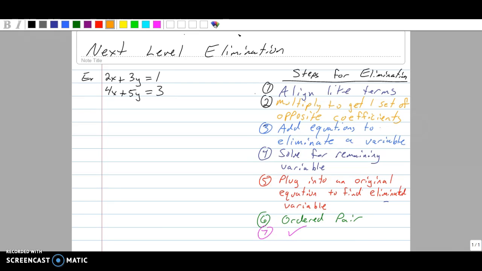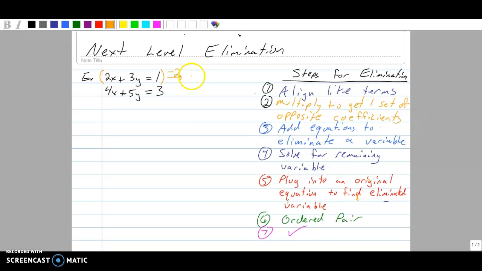So what I mean by that is the coefficient is the number that's being multiplied by a variable. And opposite means they're the same number except one is positive and one is negative. So here x has a coefficient of 2 and 4. Y has a coefficient of 3 and 5. We need to get them to be the same, and we're going to multiply. The easiest way to do this is to multiply the top one. We want 2 to be 4, except opposite, negative 4. So we're going to multiply the entire top equation by negative 2.